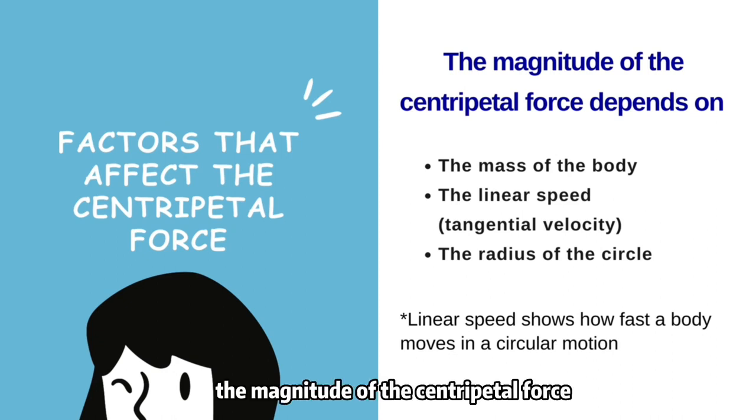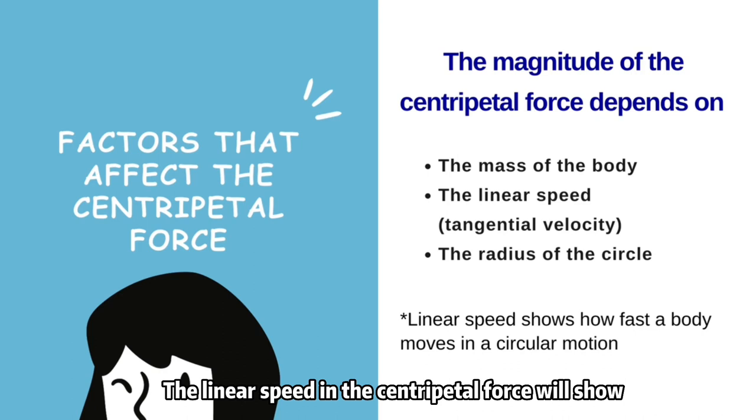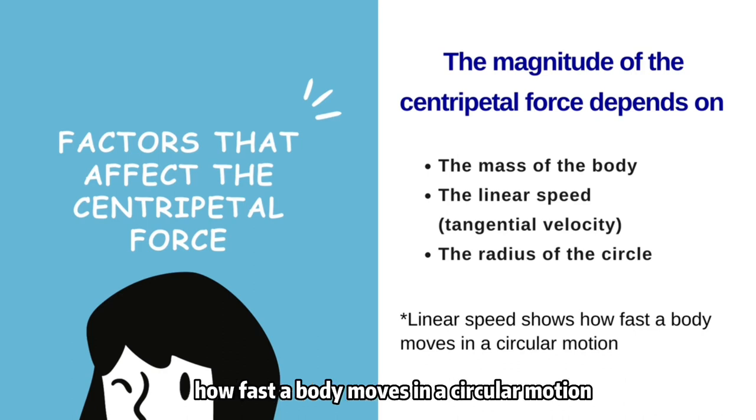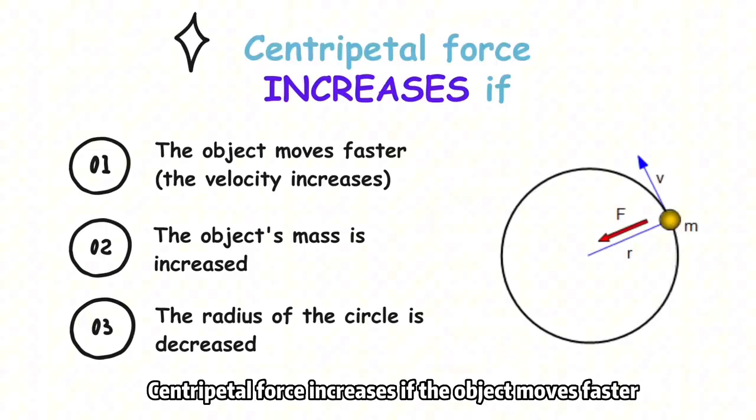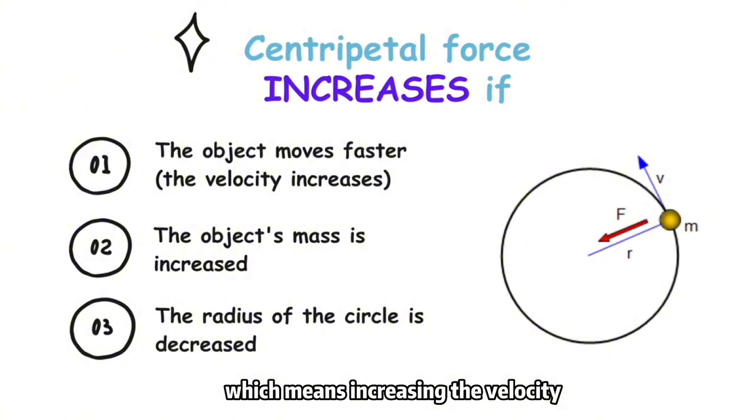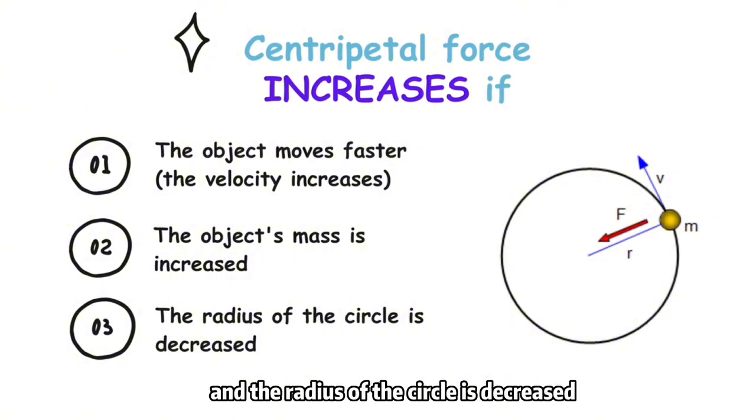The magnitude of the centripetal force depends on the mass of the body, the linear speed, which is also known as tangential velocity, and the radius of the circle. The linear speed in the centripetal force shows how fast a body moves in a circular motion. Centripetal force increases if the object moves faster, which means increasing the velocity, the mass of the object is increased, and the radius of the circle is decreased.